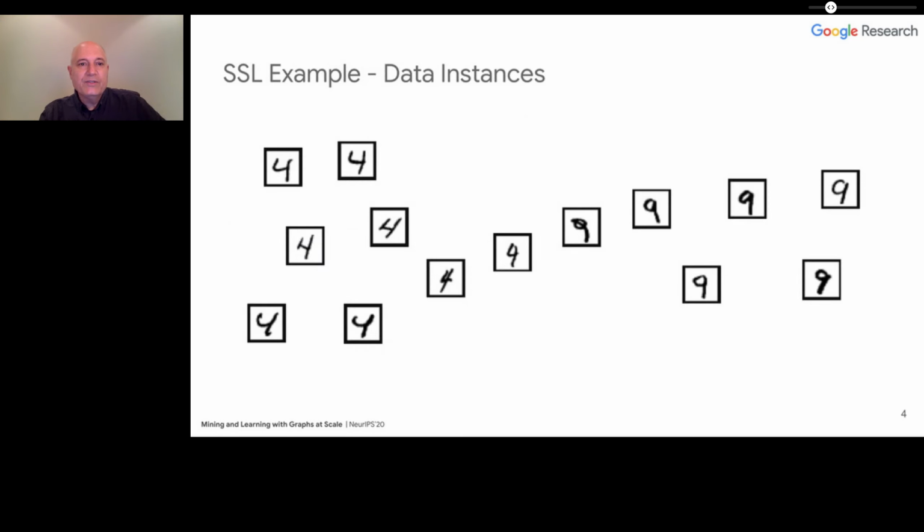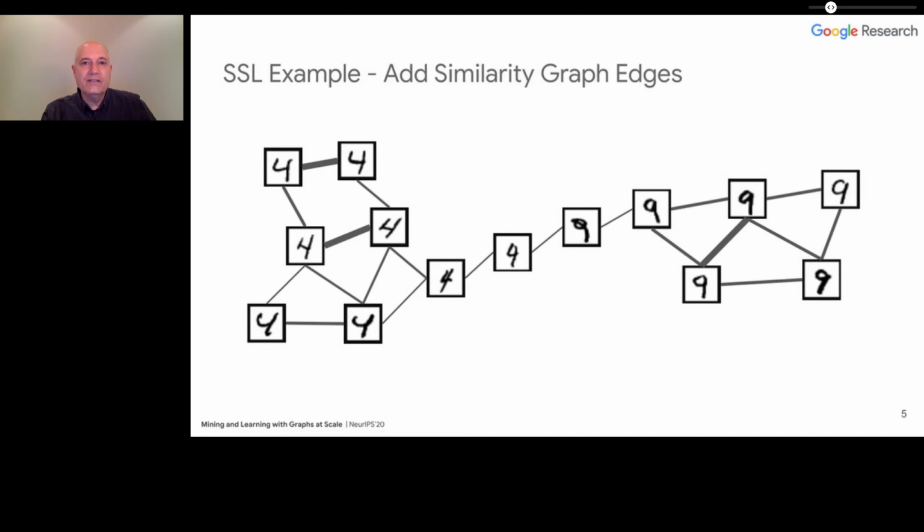So let's walk through a simple example. Here I've picked out some of the training instances used in the MNIST handwriting recognition data set. Some of them are 4s and some of them are 9s. So we start out with our data instances, and then we define the similarity relationship on the data points. I've drawn edges to represent the similarity graph, and I've used the thickness of the edge to denote the degree of similarity. So the edges in our graph will be weighted with a weight from 0 to 1.